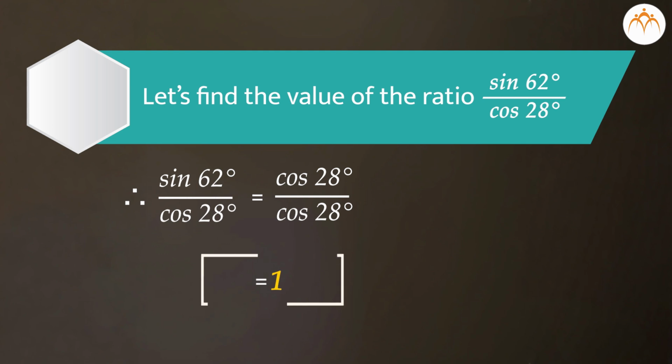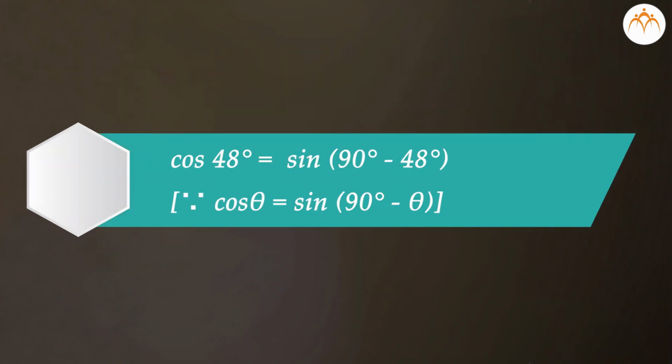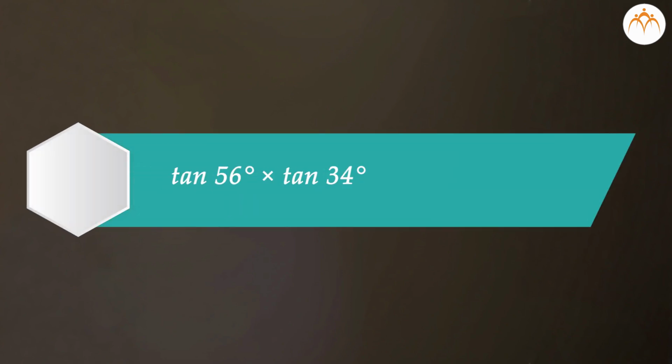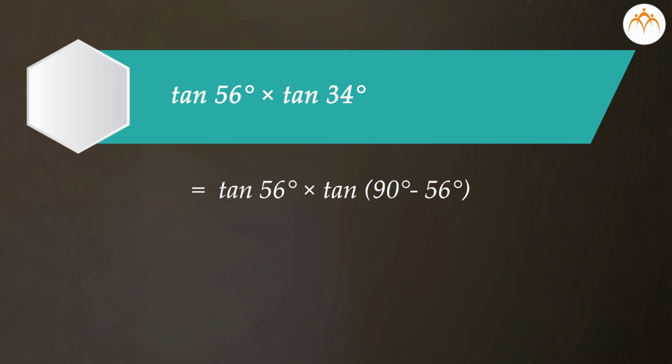Cos 48 degree is equal to sin of 90 degree minus 48 degree, because cos theta is equal to sin of 90 degree minus theta. Tan 56 degree into tan 34 degree is equal to tan 56 degree into tan of 90 degree minus 56 degree is equal to 1, because tan theta into tan of 90 degree minus theta is equal to 1.